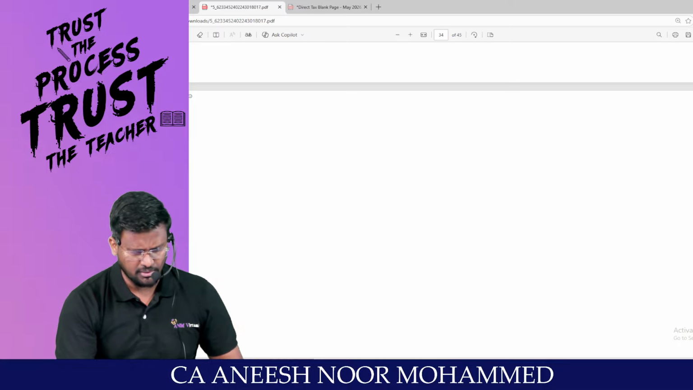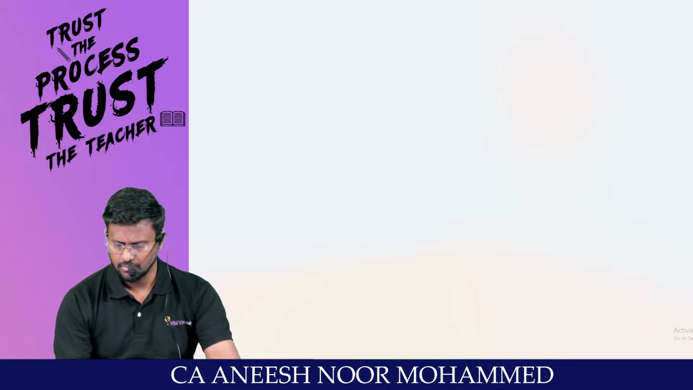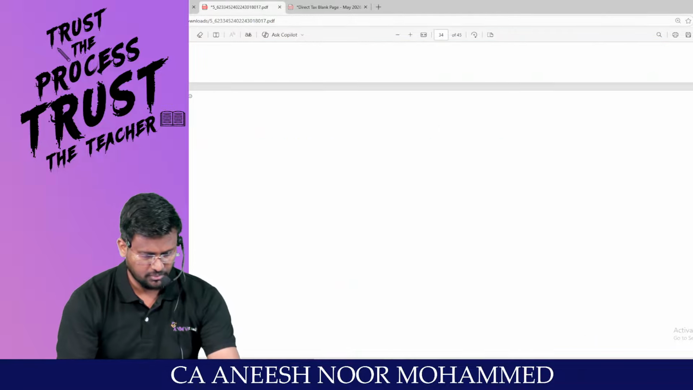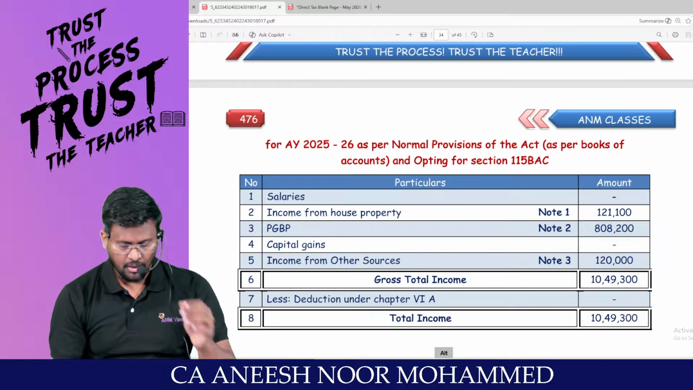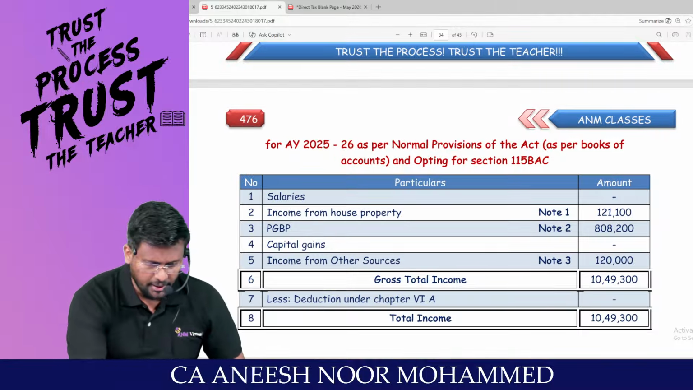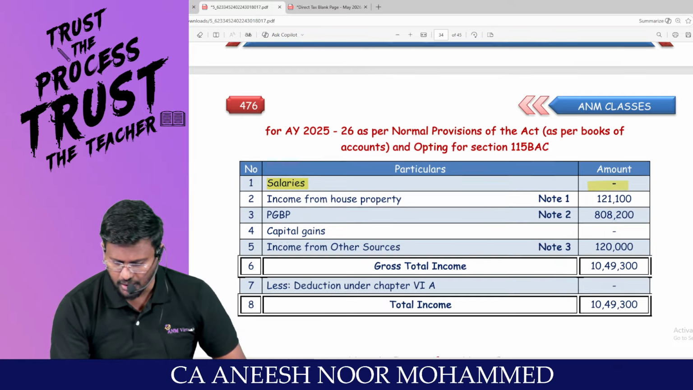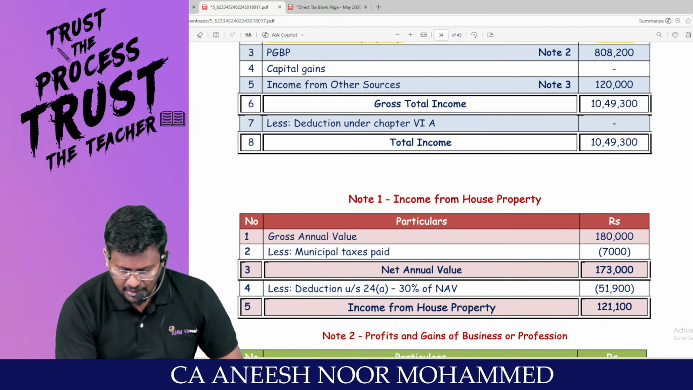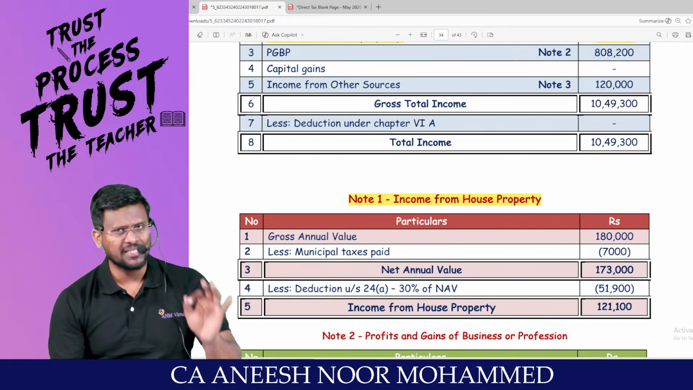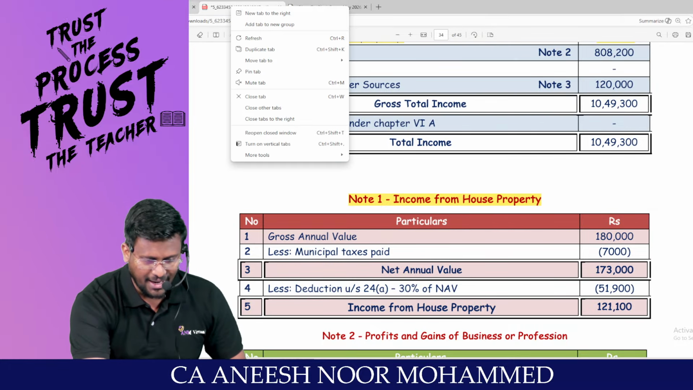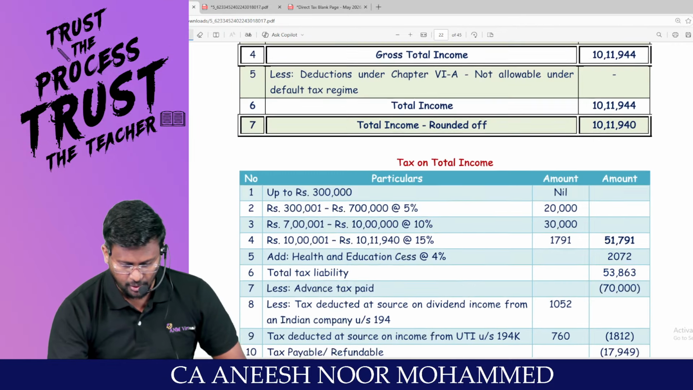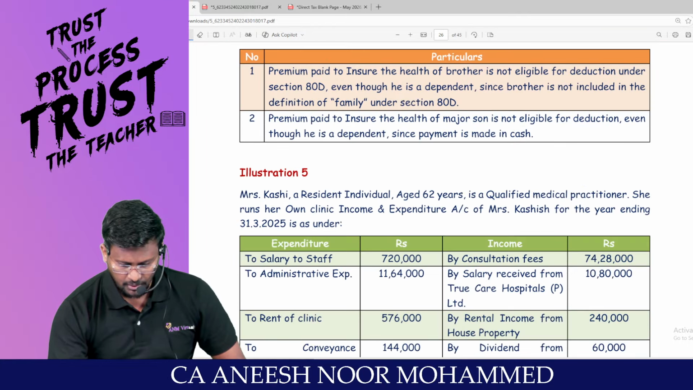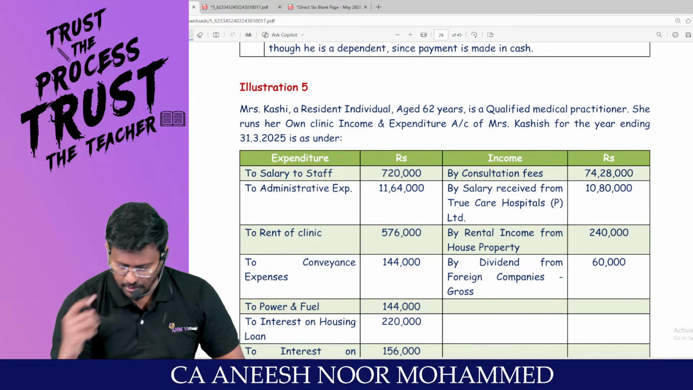Is there any salary income? All right, there is no income from salary related data available in the question. So can I proceed? Income from house property. Can we calculate? Sir, income from house property. How much is the rent? 1,80,000. Let me open the question here, then it will be very easy for me to track the question and answer. Question number 6.